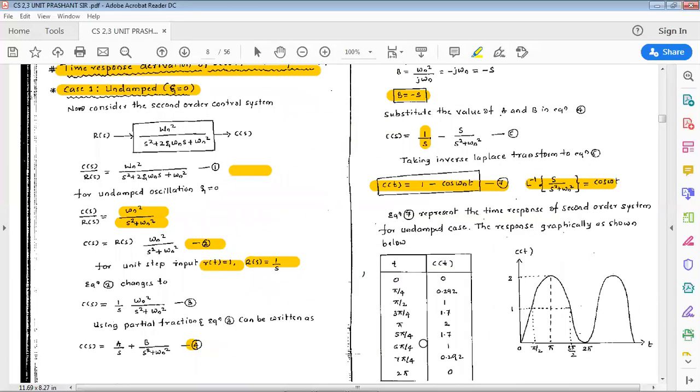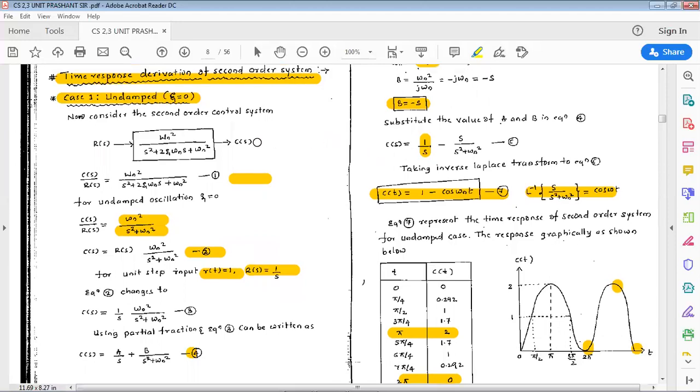Make two columns, t versus c of t. We put the values of t as 0, pi by 4, pi by 2, and so we get the values. At pi by 4, we are getting 1. Again at 3 pi by 4, it will start getting reduced. At pi it will reach 2. You can observe here, at pi it reaches 2. At 2 pi it will reach 0. So this will repeat again for the next time cycle. Understand? So this is the nature of the time response output of a second order system for the undamped case. The rest of the things we'll discuss in the next class.